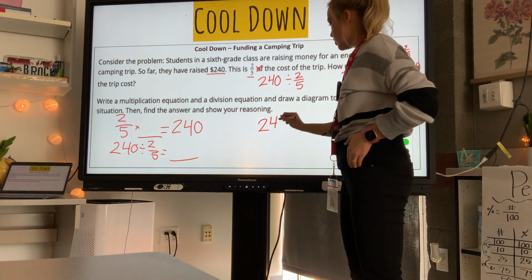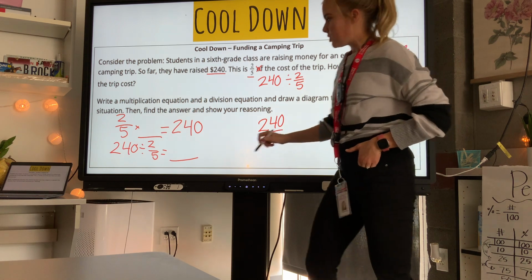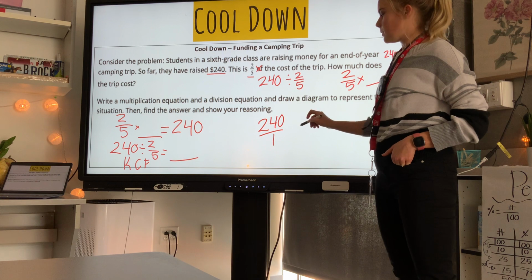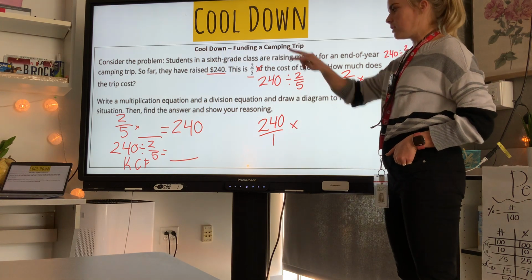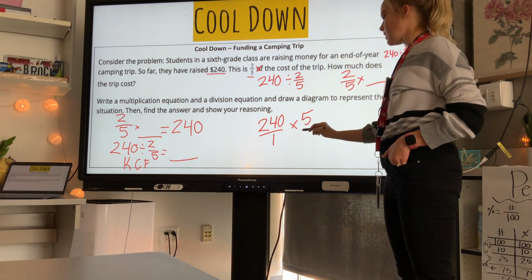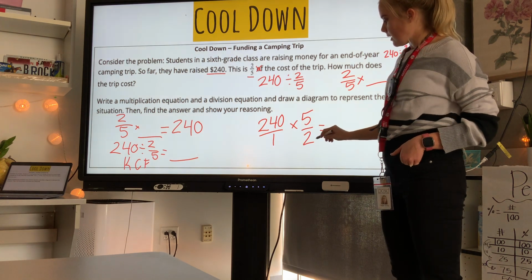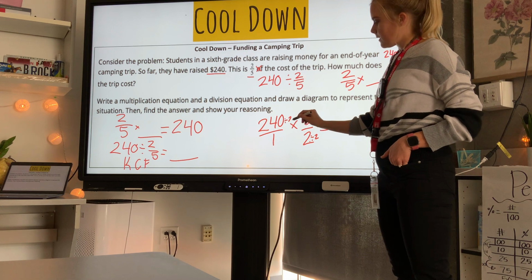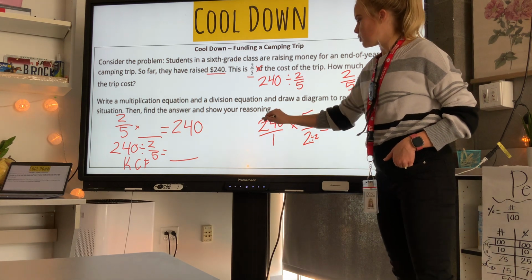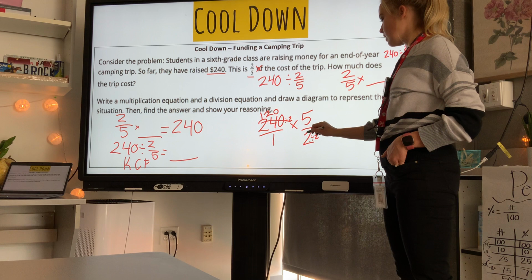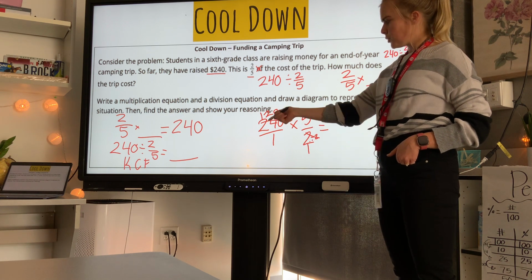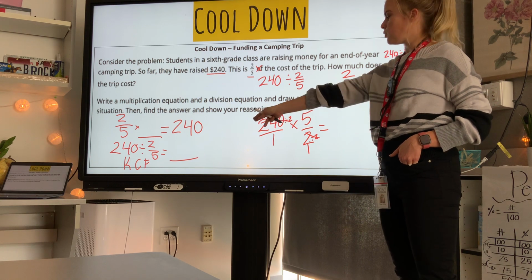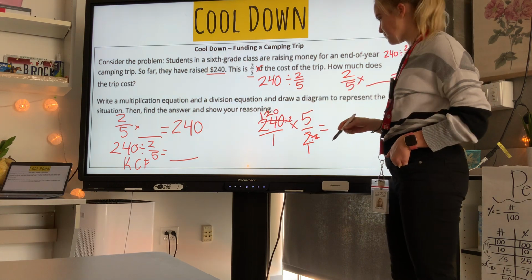But I'm just going to solve it now. So 240 over 1. Keep, change, flip. I'm going to do keep, change, flip when I divide with fractions. Keep, change the division to multiplication. 2/5 flipped is 5/2. Okay, I know I could divide both of these by 2. 240 divided by 2 is 120. 2 divided by 2 is 1. I know 240 divided by 2 is 120 because 24 divided by 2 is 12. So 240 divided by 2 is 120.